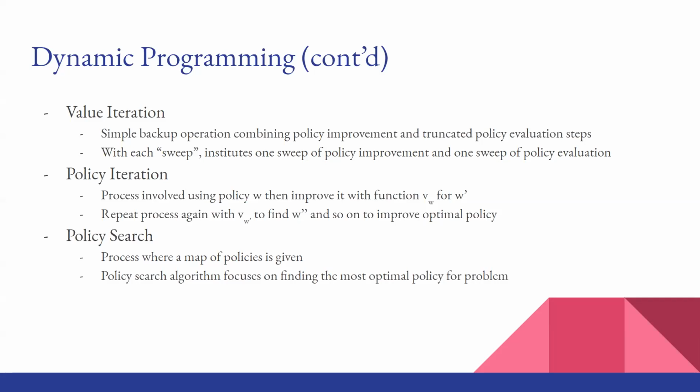Our final one for dynamic programming is policy search. This is a process where a map of policies is given, and it uses an algorithm focused on finding the most optimal policy for a problem. So you give it a bunch of rules, and you say, these rules go together, these rules go together, and these rules go together. Then you create a map with all three sets on it. Then you randomly assign a set of rules to it. We'll say we set the second set of rules.